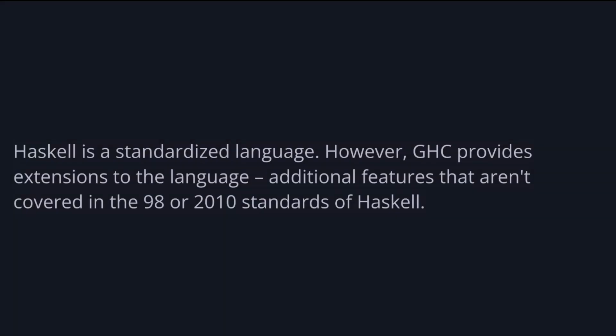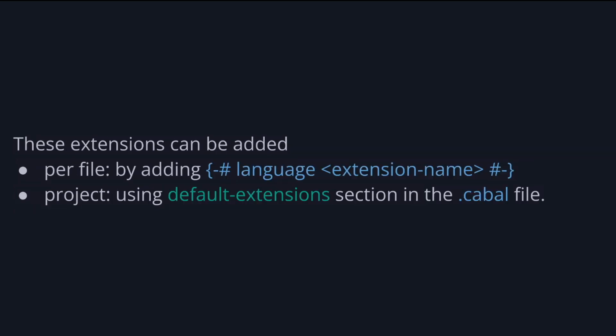Haskell is a standardized language. However, GHC provides extensions to the language, which are additional features that are not covered in the 98 or 2010 standards of Haskell. Features such as syntactic extensions, like we saw with LambdaCase, extensions to the type checker, and more. These extensions can be enabled by adding a LANGUAGE pragma with the extension name to the top of a Haskell source file, and note that LANGUAGE is case insensitive. Usually you're going to see people writing them all caps, and sometimes all lowercase.